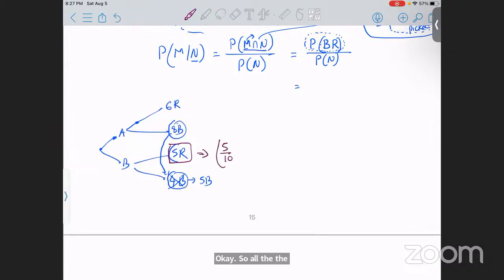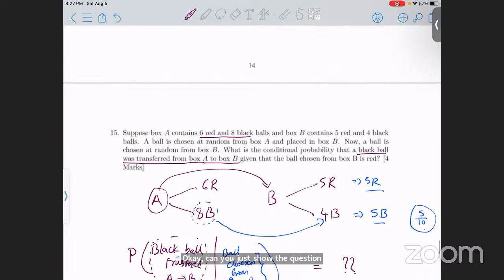Okay. Can you just show the question, please? Yeah, here is the question. Sir, I guess the answer will be 0.53, isn't it? I need to solve it. I don't have the answer here.